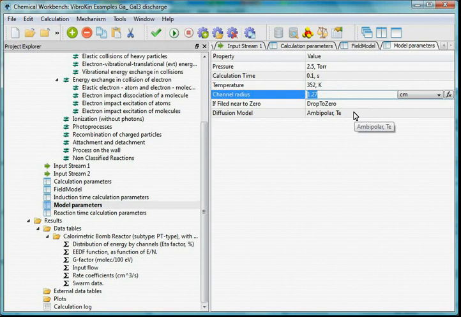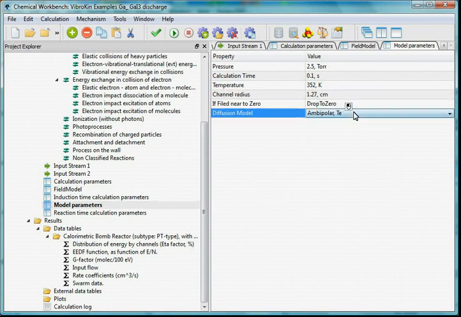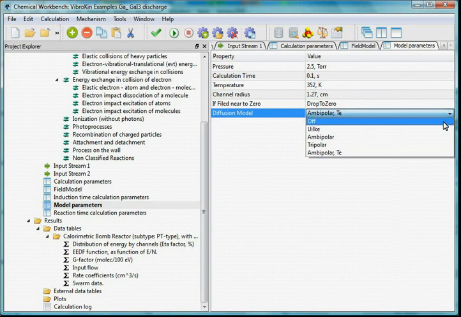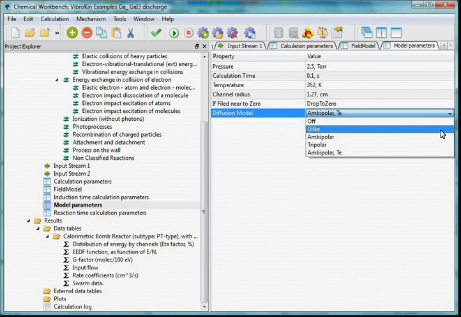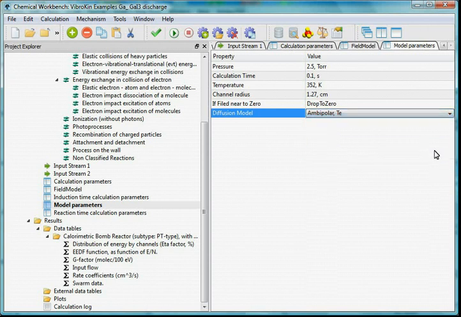The plasma reactor has various diffusion models which can be used in calculations. Diffusion of neutral and charged species can be turned off. The Wilke diffusion model is diffusion of only neutral species. There are also ambipolar diffusion of electrons and positive ions, and tripolar diffusion of electrons and positive and negative ions. In our calculations, the diffusion model is equal to ambipolar.